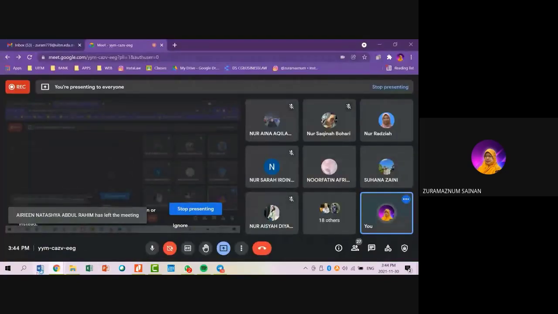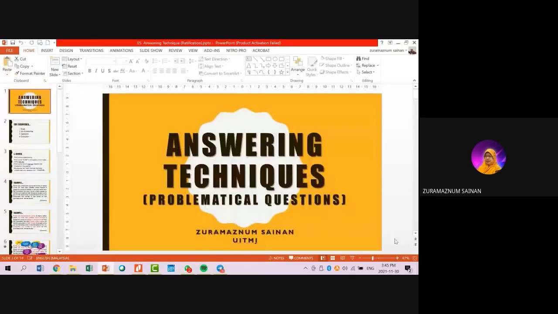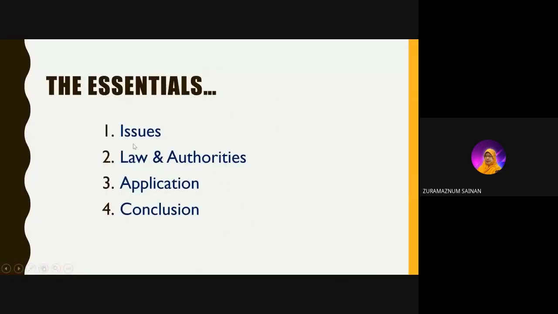Lepas ni kita tengok pula contoh soalan. So this is the answering technique. Tadi saya kata kena ada 4 ni. Nampak tak? I-LAC. Issue, law, application, conclusion.